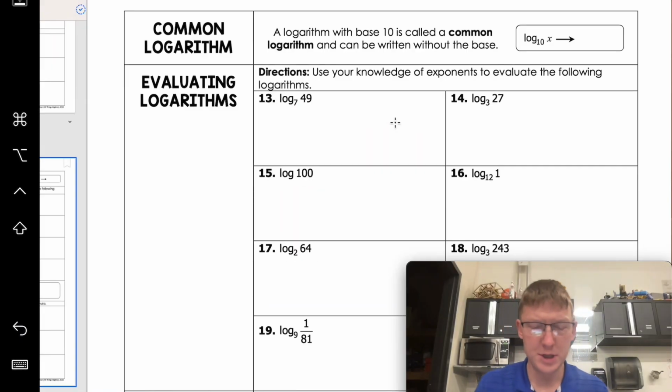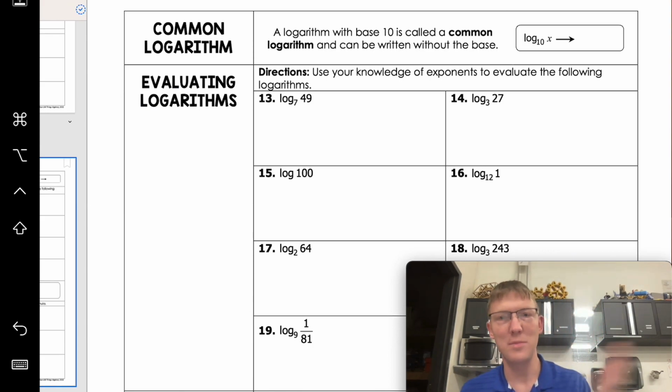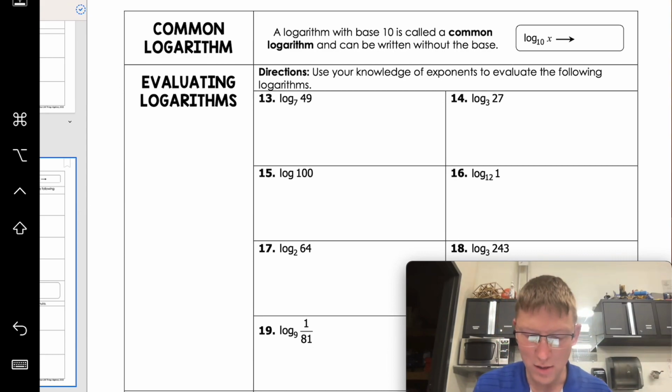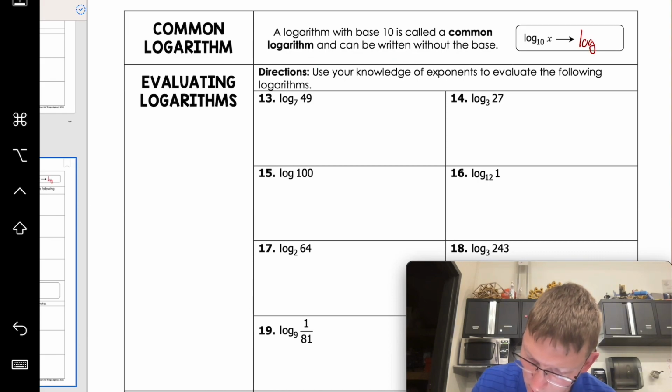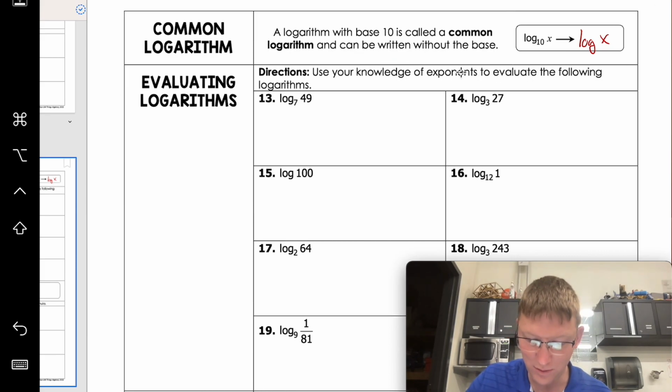Just like some of our other functions, for example our square root, if there's no number right here, that's an implied 2. Sometimes we get lazy and we don't write the number. Logarithms are no exception. A logarithm with a base of 10 is called a common logarithm and can be written without a base. So log base 10 of x, you can just say log of x. If there's no number there, it's an implied base 10.